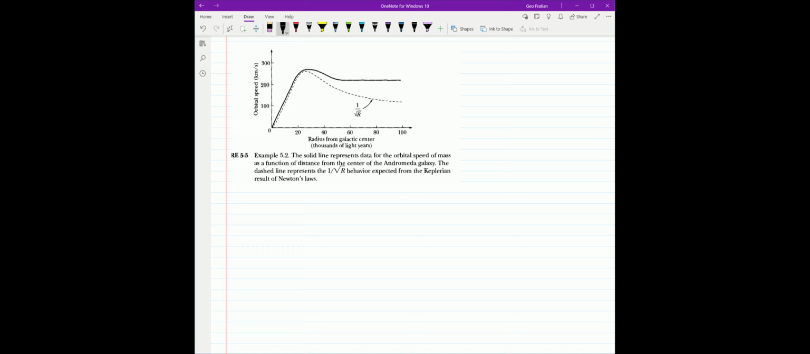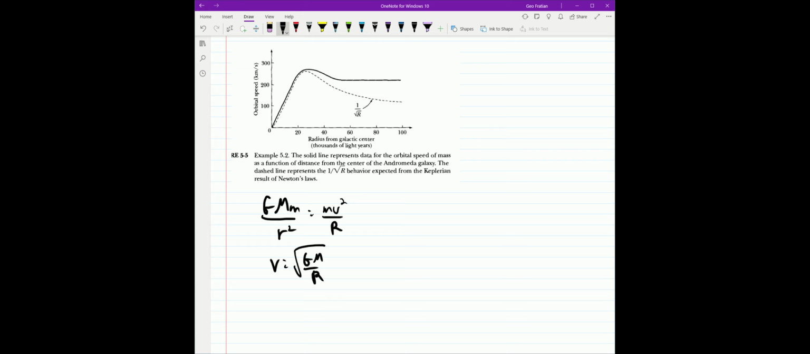So let's find the orbital speed due to the galaxy mass m when it's within the radius big R. Okay, so let's just assume the mass distribution is spherically symmetric to make our calculations easier. In that case, the gravitational force is equal to the centripetal force. In other words, our gravitational force, GMm over r squared, is going to be equal to the centripetal expression mv squared over r, right? So we can solve for v. v is equal to the square root of GM over r.